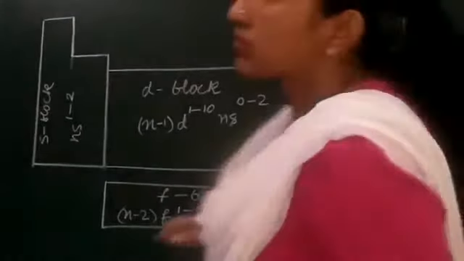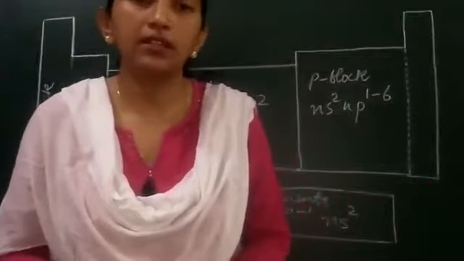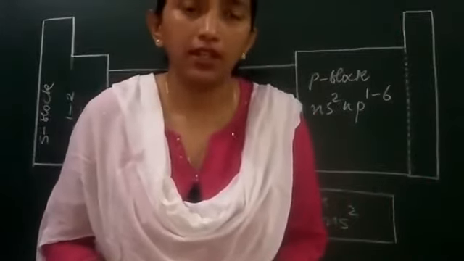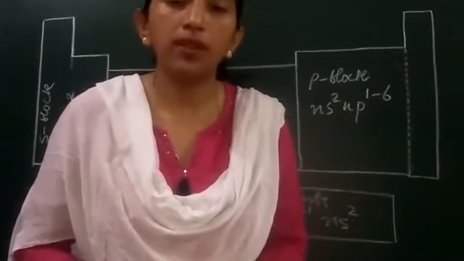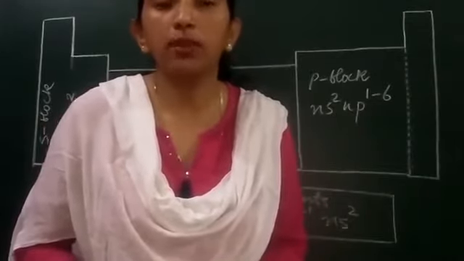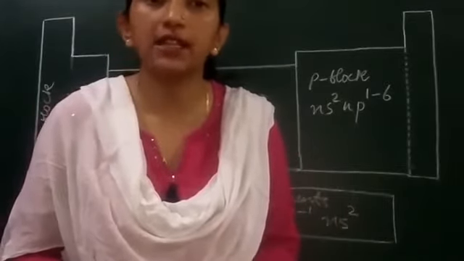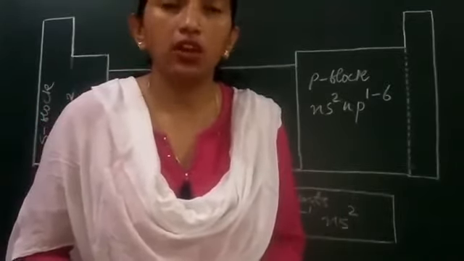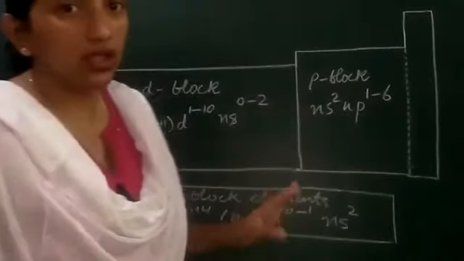Good morning, students. Today we are going to discuss the periodic table and the blocks into which it has been divided. The periodic table is divided into s block, p block, d block, and f block, depending upon the last electron, which will enter either the s subshell, p subshell, d, or f, right? So we will just have a view on this on the board.